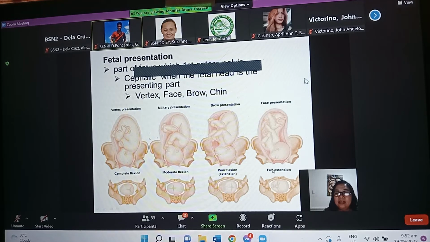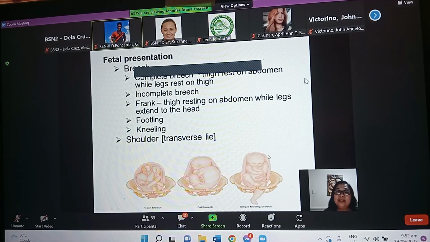And if the child's head is extended fully, then the presentation is called the face presentation because it's the face which is the presenting part. Ang una mo gawas sa maternal pelvis. Another fetal presentation is the breech presentation. You have the frank breech, full breech, and the single footling breech.